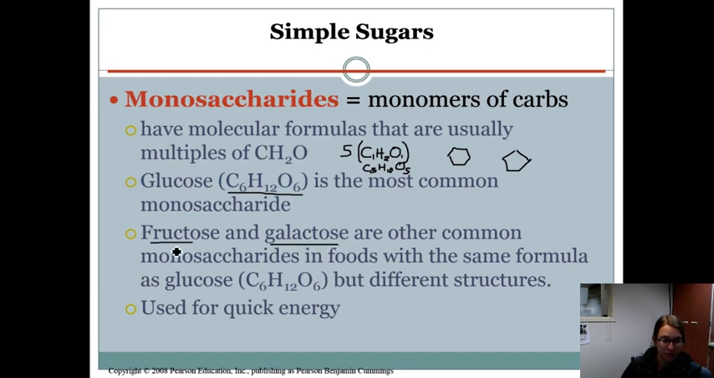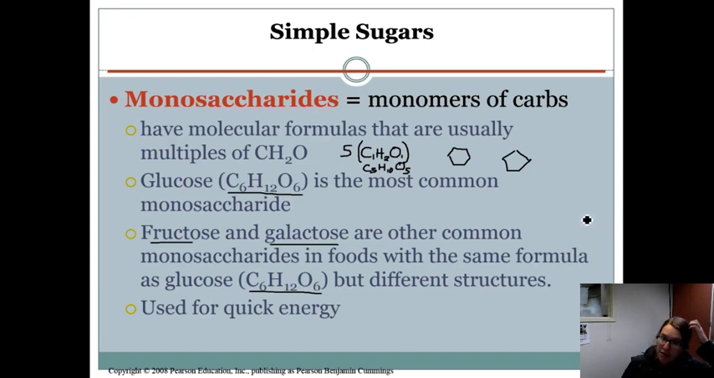People usually call fructose fruit sugar. They have the same formula as glucose, C6H12O6, but they look different in shape. So glucose is a hexagon and fructose is a pentagon, but they still both have 6 C's, 12 H's, and 6 O's. So when 2 things have the same atoms but different structures, we call them isomers. So glucose and fructose are isomers of each other.